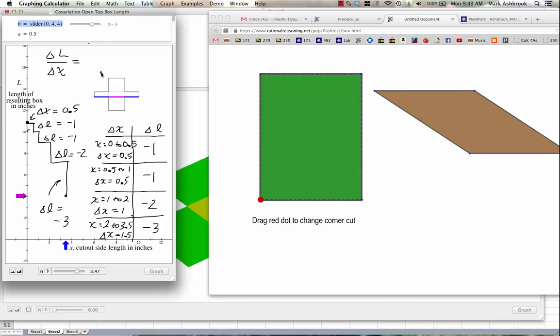In the table, does that ratio stay the same? -1 over 0.5, -2 over 1, -3 over 1.5. Does that ratio maintain a constant? Yeah, and the constant is -2. So the amount that the length changes is always a decrease of twice the amount that we cut off. If we cut off one more on each side, then the length is going to go down by twice as much, whatever amount we cut off.